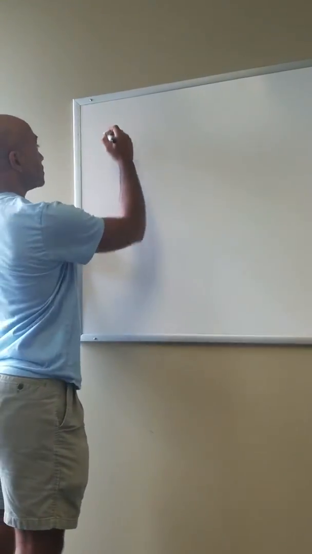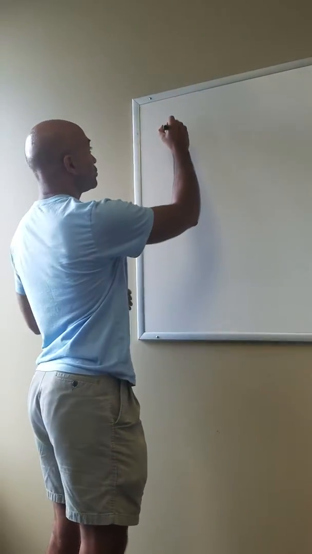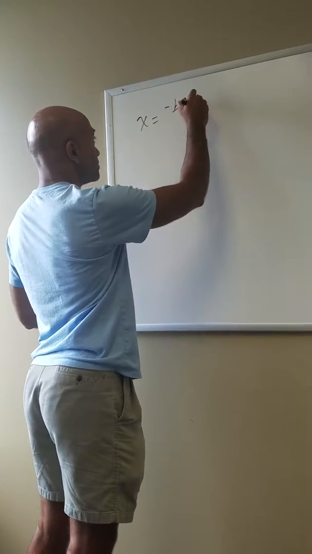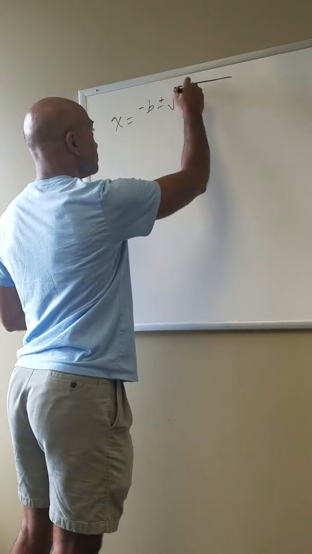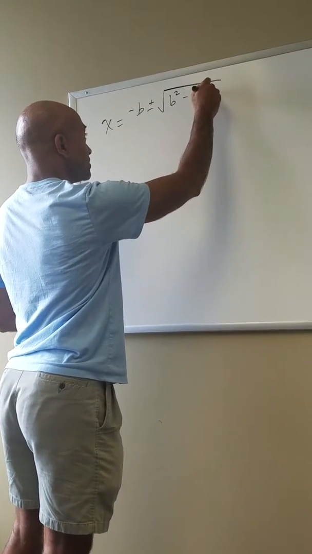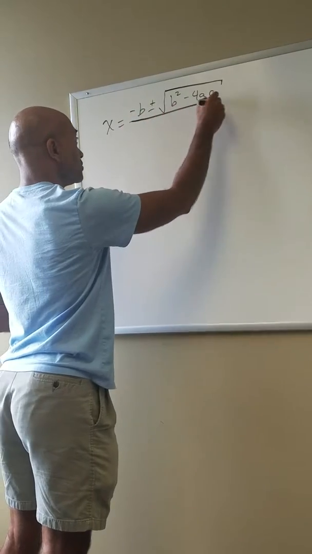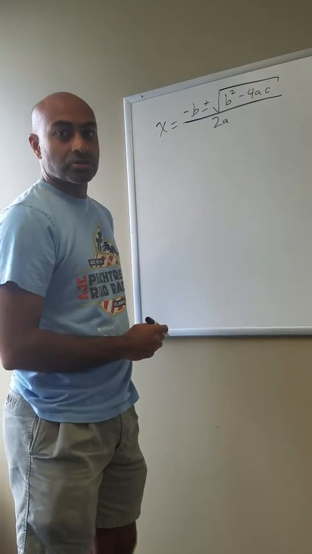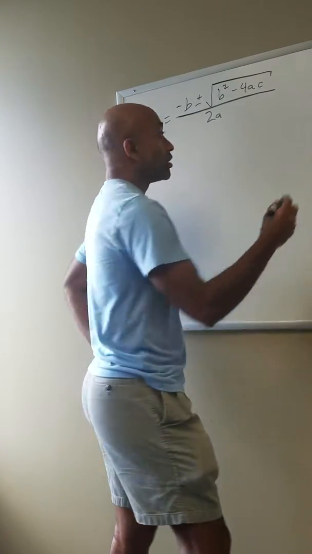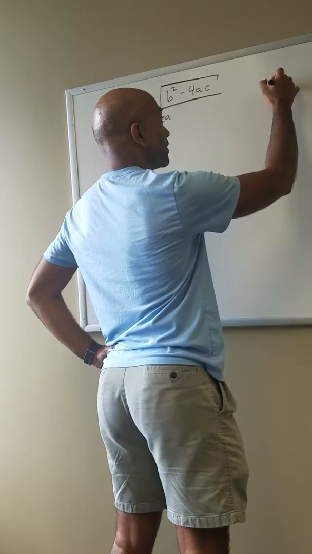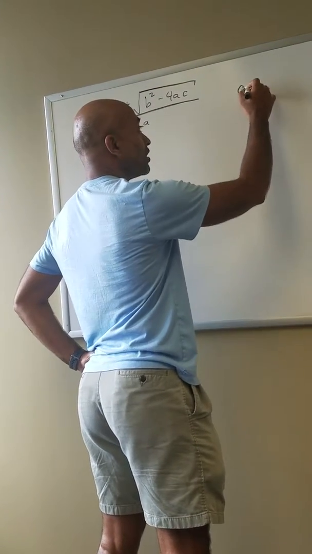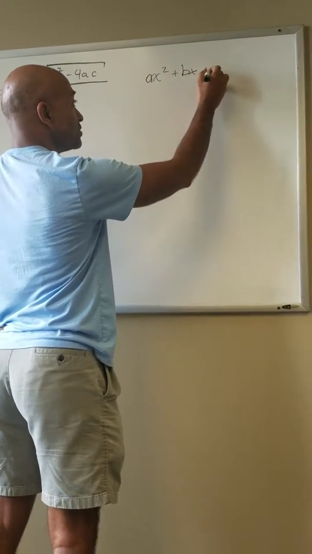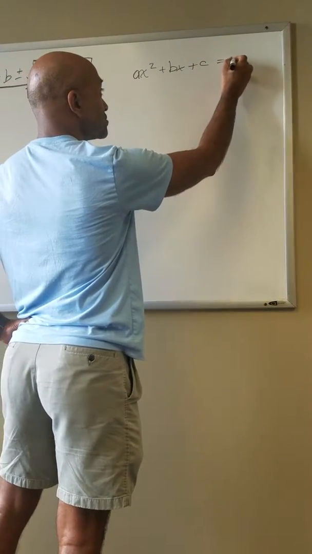The quadratic equation. And remember, the quadratic equation is x equals negative b plus or minus the square root of b squared minus 4ac all over 2a. And the quadratic equation is an analytical solution to a quadratic which has the general form of ax squared plus bx plus c equals 0.